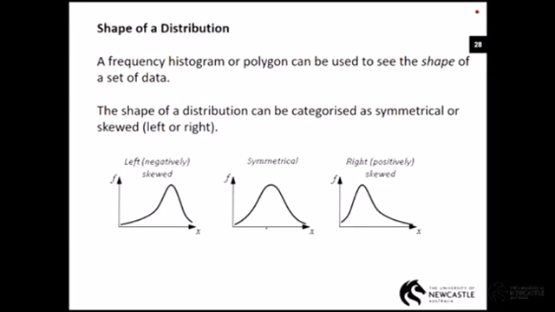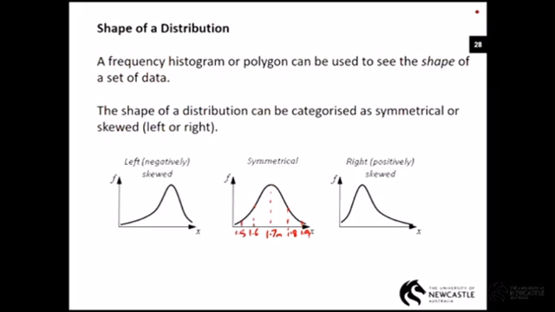What's the average height in this room? 1.7 metres. So most people were that height. We had a good number of people at 1.6, a good number at 1.8. We had very few at 1.5 and very few at 1.9. That would be some sort of symmetrical distribution.